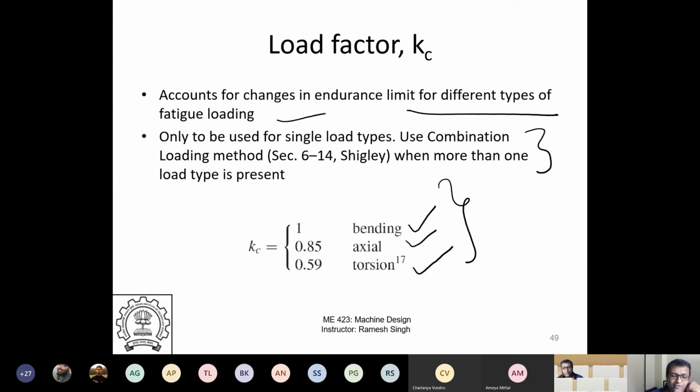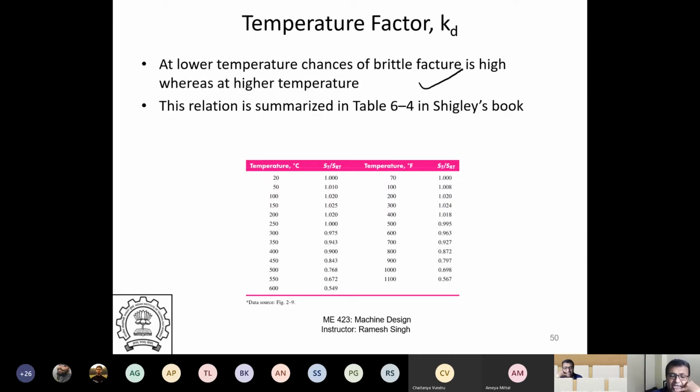Let's go find KC, the load factor. What will be the load factor KC? Axial load, so 0.15. So I found KC. What is the temperature factor KD here? What will you use? Any answers? It doesn't say it's high temperature, it's room temperature. So I say KD is equal to 1.